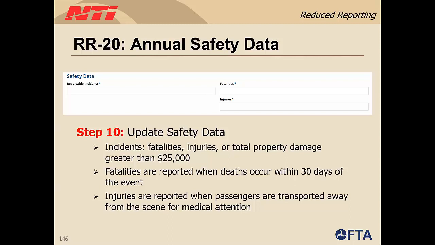The last section of the RR20 form is the safety data section. You will report any reportable events that meet one of the following criteria: an event that results in a fatality, an injury, $25,000 or more in damages, a collision that results in the towing of a transit vehicle or another vehicle involved, or an evacuation for life safety reasons. Fatalities should be reported if they occur within 30 days of the event, and injuries are reported when passengers are transported away from the scene for medical attention.